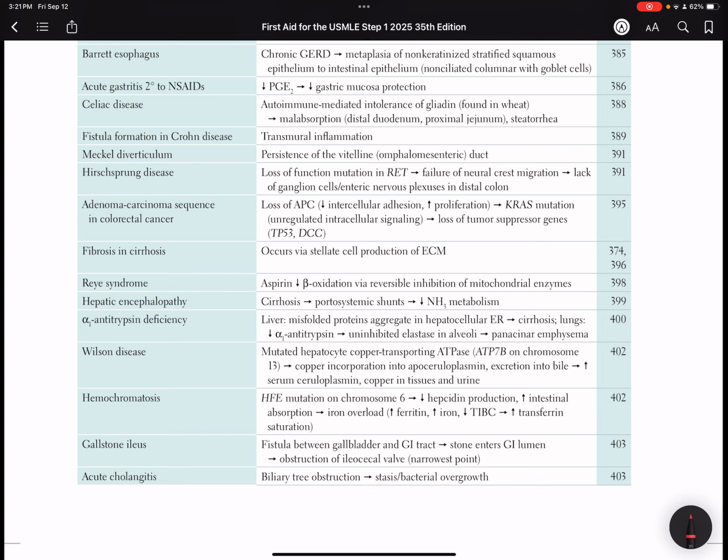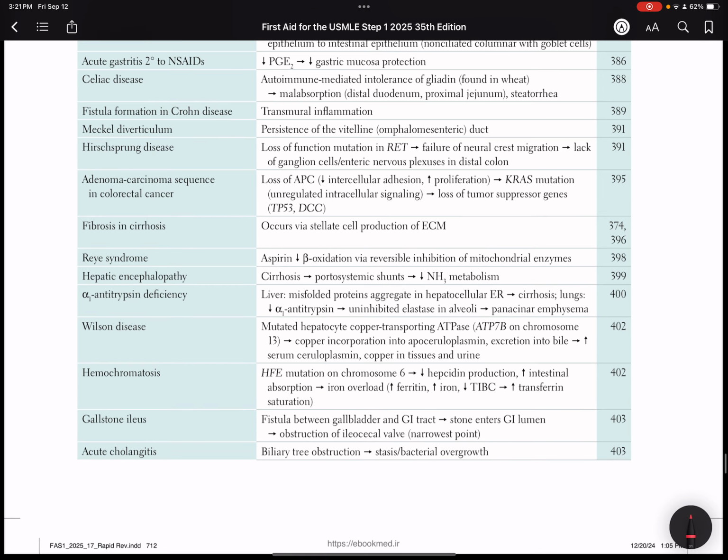Next condition is acute gastritis secondary to NSAIDs. Decrease in prostaglandin E2 leads to decreased gastric mucus protection. This causes acute gastritis secondary to NSAIDs. What causes celiac disease? Celiac disease is autoimmune mediated intolerance of gliadin found in wheat. This leads to malabsorption, distal duodenum, proximal jejunum, and steatorrhea.